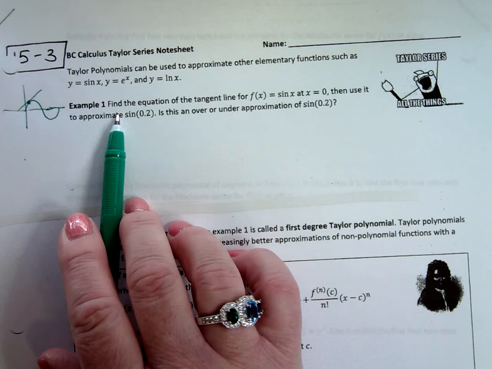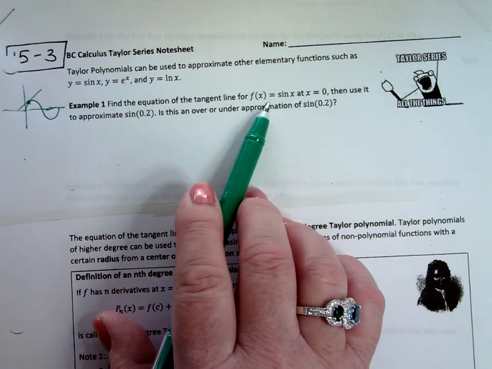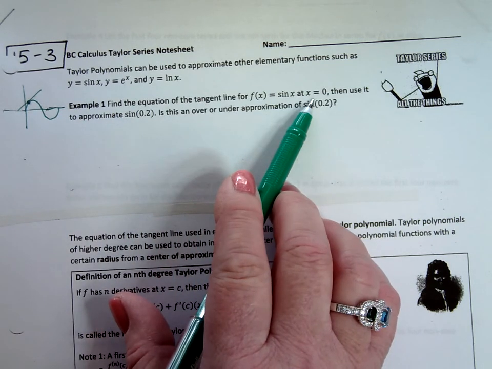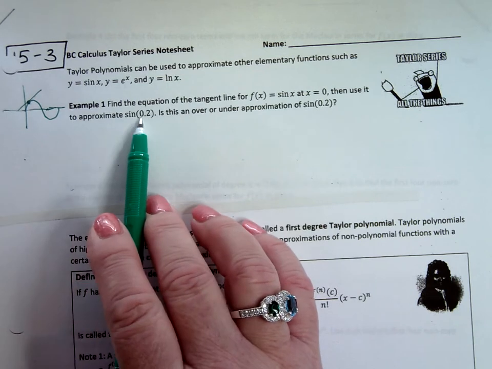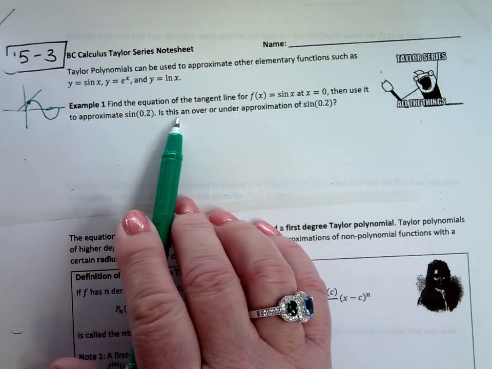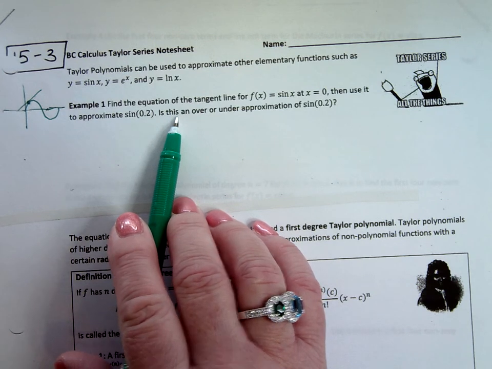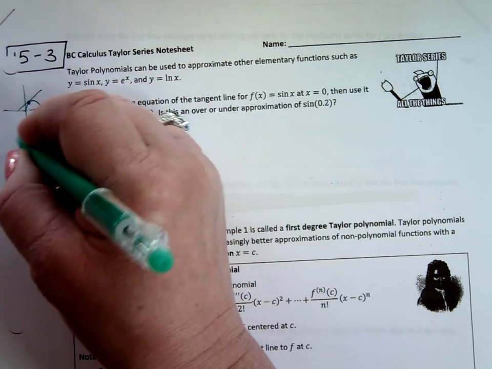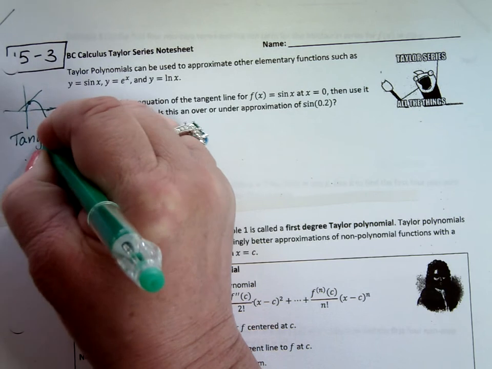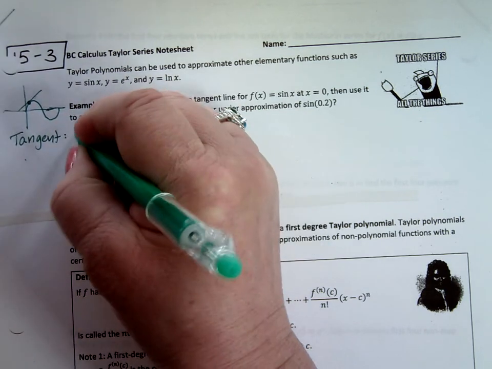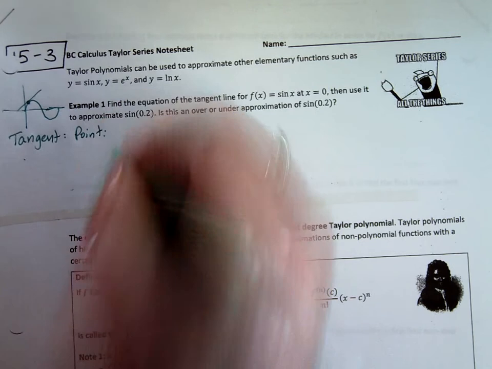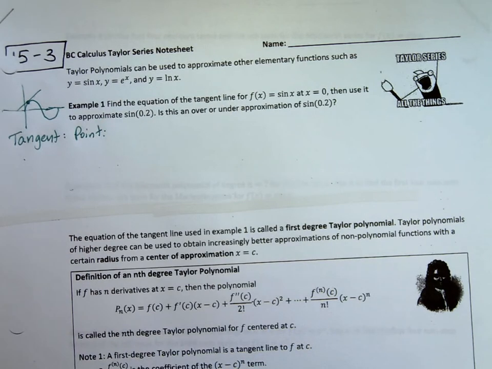So the first question says, find the equation of a tangent line for the sine function at x equals 0, and then use it to approximate sine of 0.2. Is it an overestimate or an underestimate? That's what we're going to look at. So we know that in order to find a tangent line, you need two things. You need a point and you need a slope, right? We know that from ages ago.